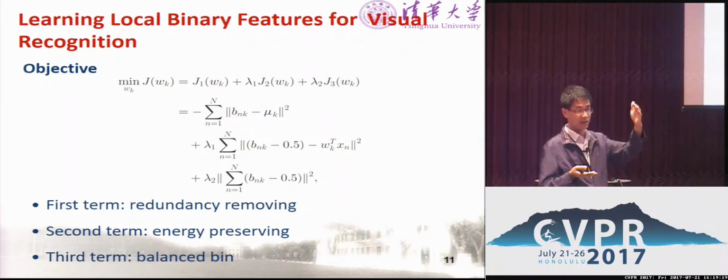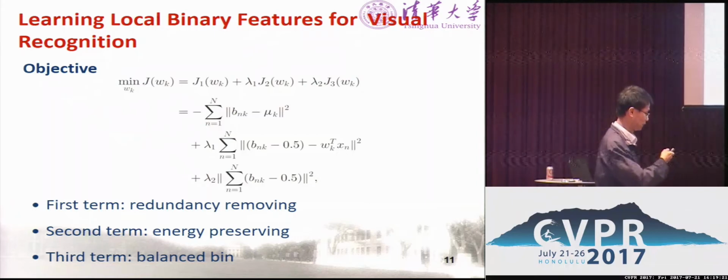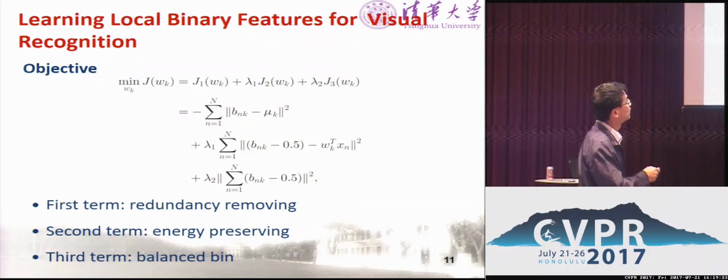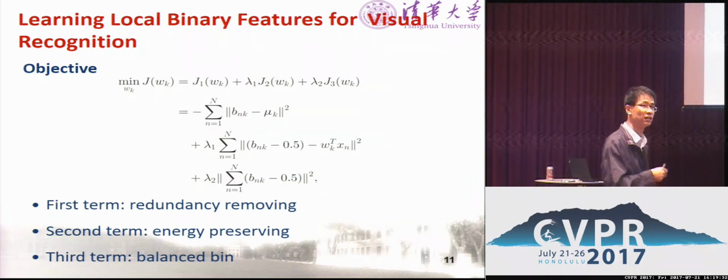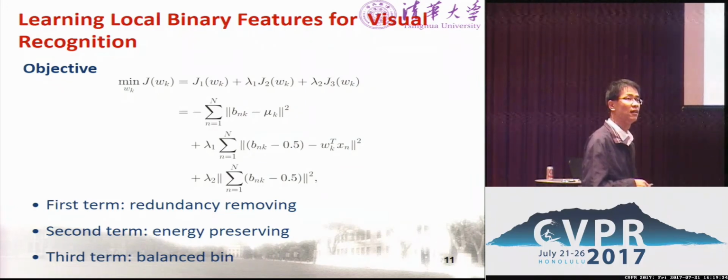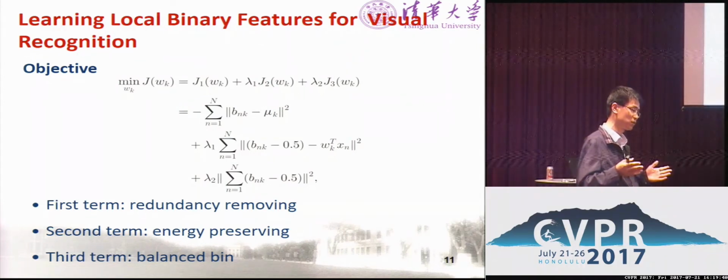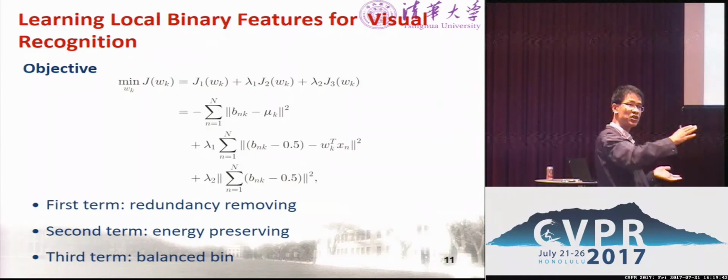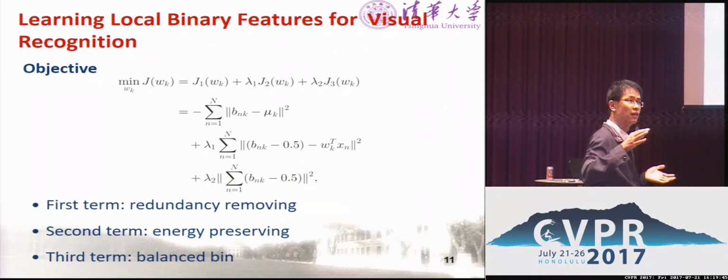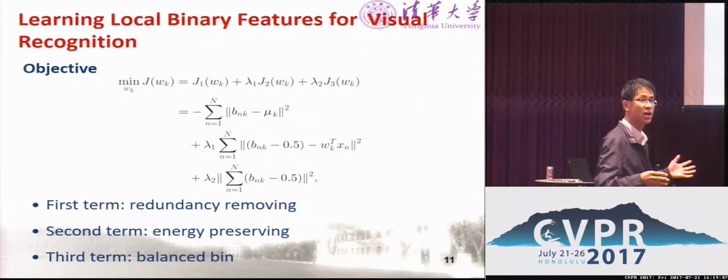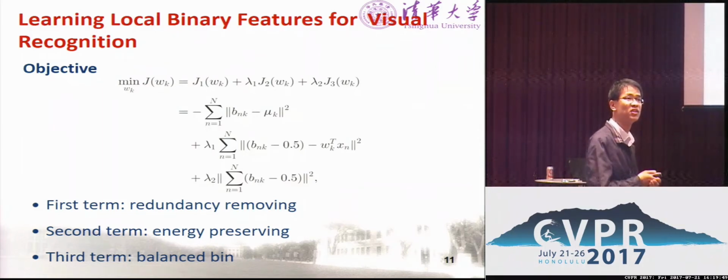So this is the binary feature vector. We compute this B, which can be computed using RW, so this is the obtained binary code. Here, mu k is the mean of the learned binary code. So this part we can compute. This part is energy preserving. What is energy preserving? That is to say, when projecting the real-valued feature vector to the binary feature vector, the key energy can be preserved. It's similar to the PCA criterion.